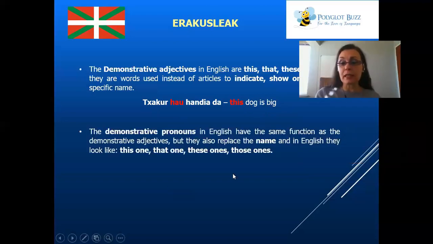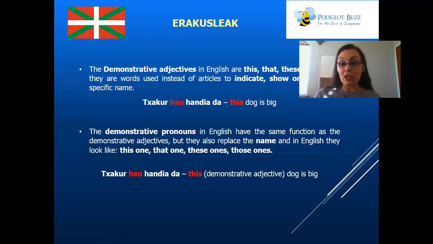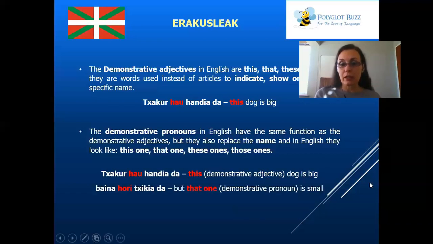The demonstrative pronouns in English have the same function as the demonstrative adjectives, and they look the same, but they also replace the noun. That's why they are pronouns. So in English, they look like this one, that one, these ones, those ones. For instance, in the example that we just used, txakur hau handia da, this is your demonstrative adjective, this dog, but hori txikia da, but that one, demonstrative pronoun, is small, because we are not saying the word txakur, we are not saying the word dog, so we are not using a noun. Therefore, this demonstrative is a pronoun, not an adjective. It's a little bit of a tweak, but you will understand as we proceed.